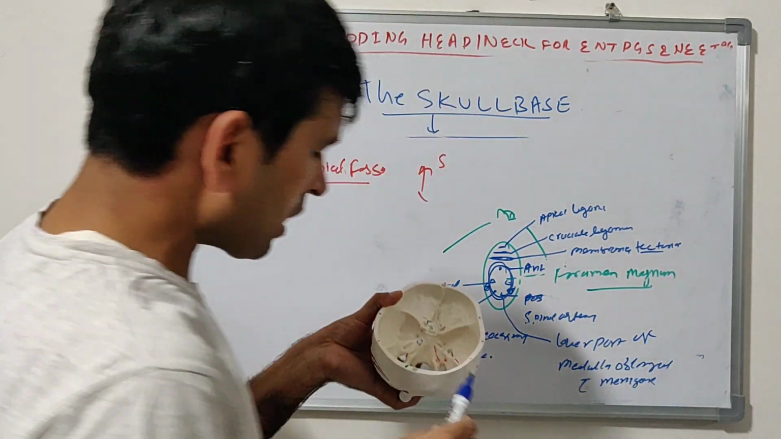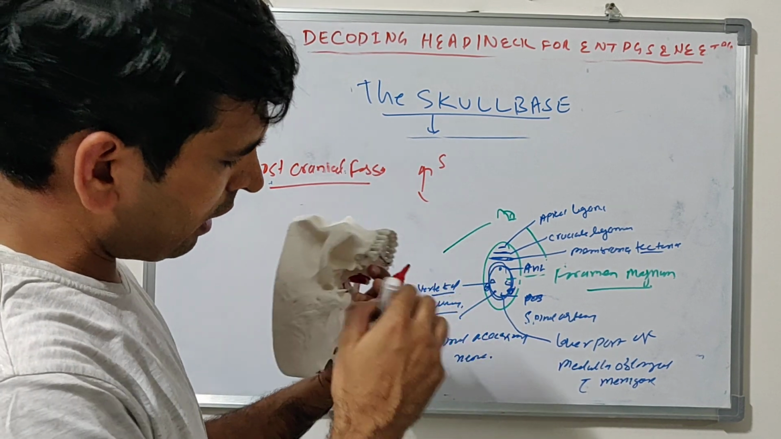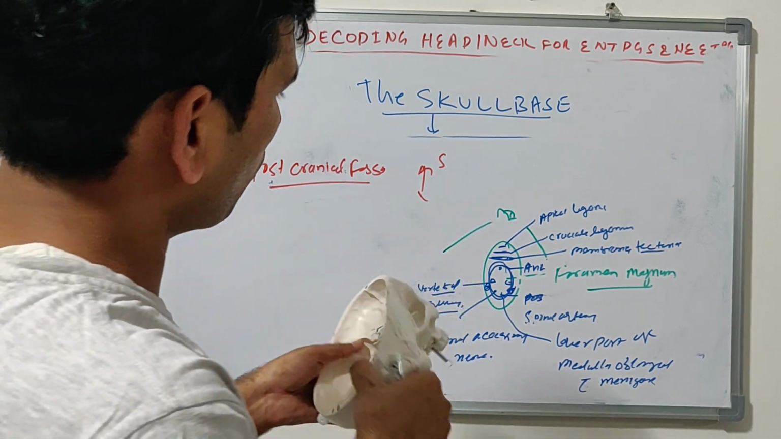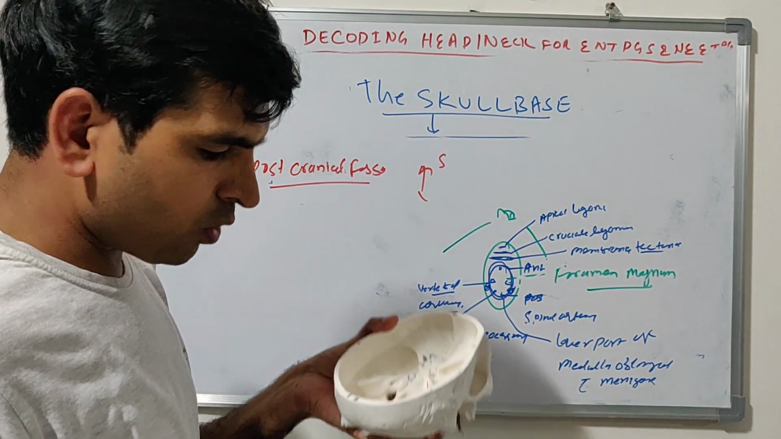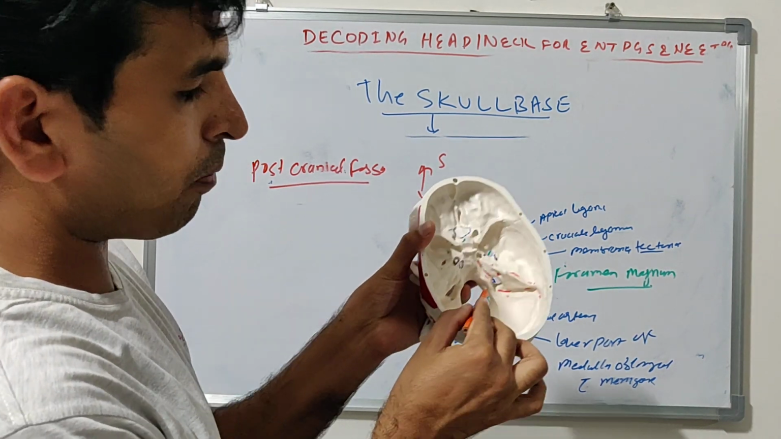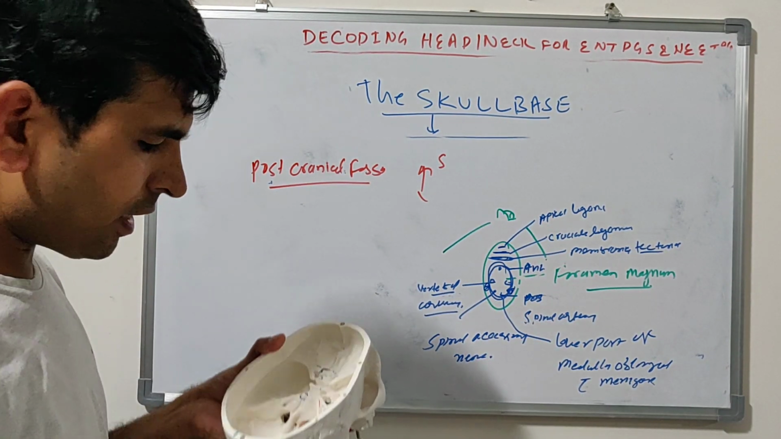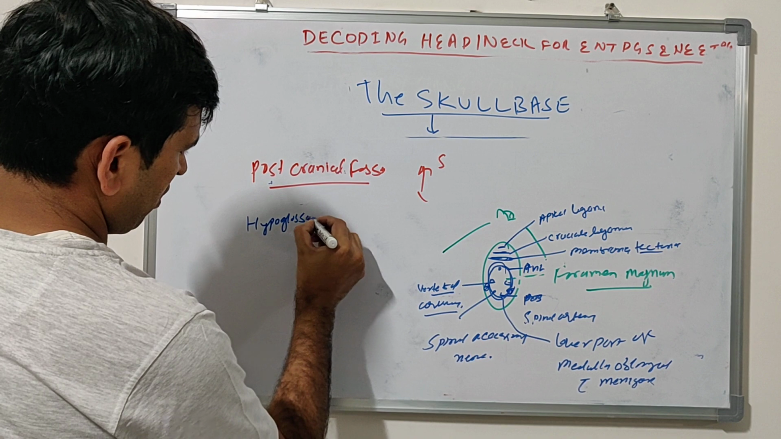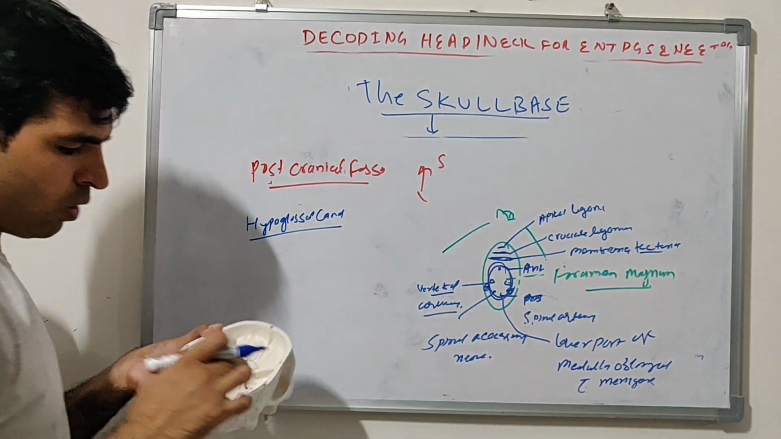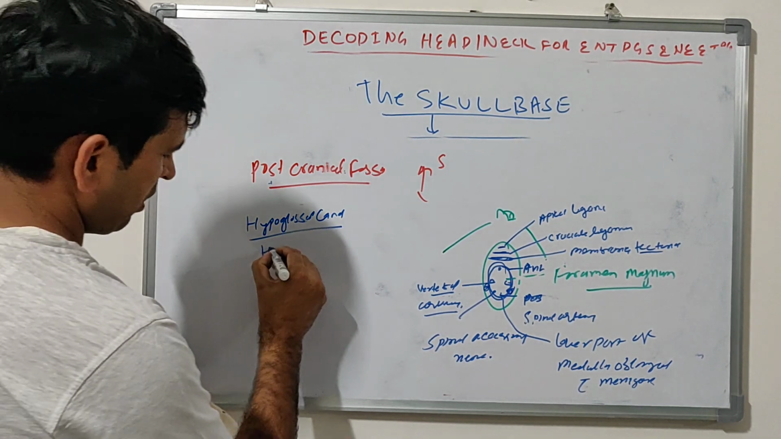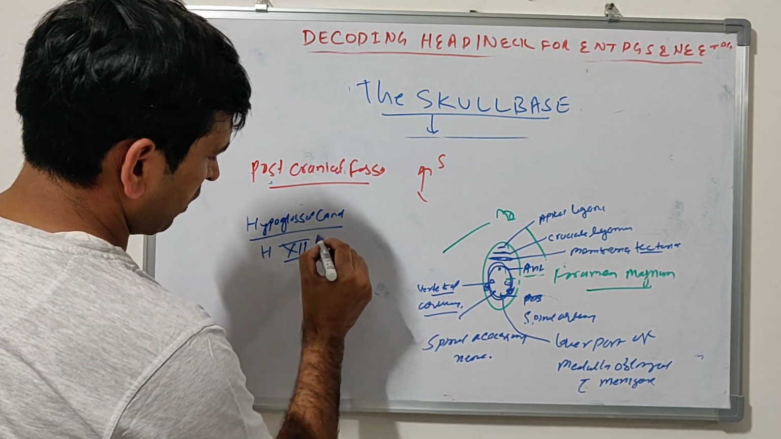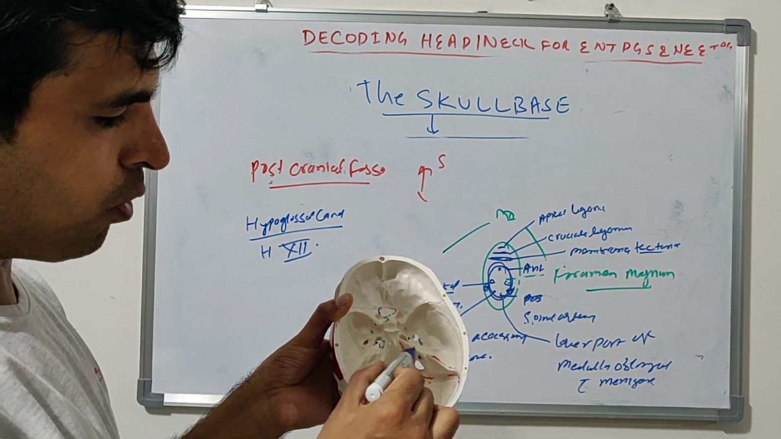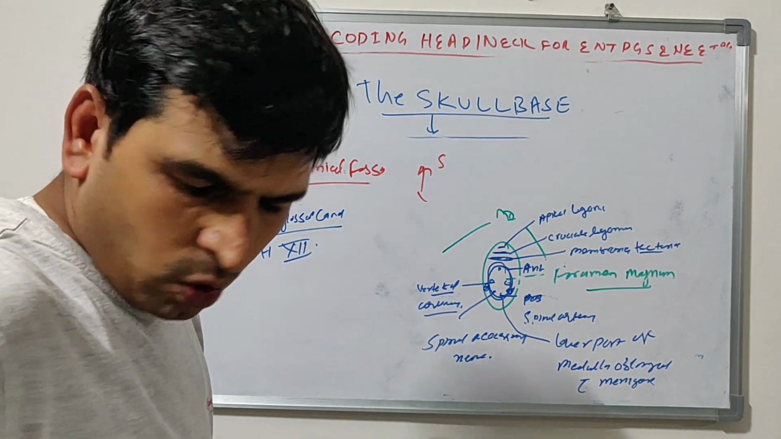You have to remember, just above this foramen magnum, there is one canal opening here in the occipital condyle. This is the occipital condyle. Here is one canal opening, the hypoglossal canal. Anterior to this you may find the hypoglossal canal. The structure passing through the hypoglossal canal is the 12th nerve, the hypoglossal nerve.